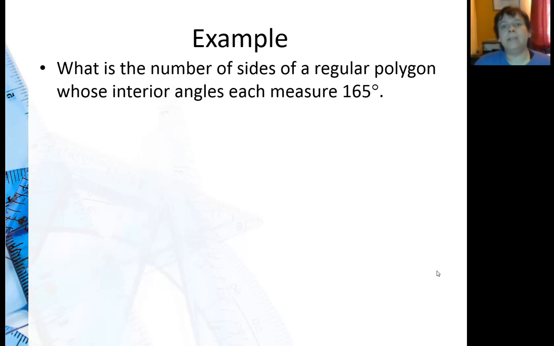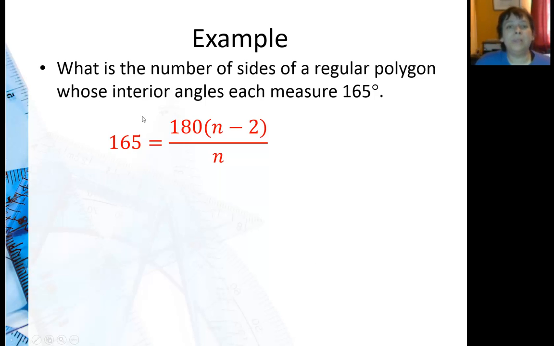For this next example, I'm going to tell you how big an angle is, and you're going to tell me which polygon it is. How many sides does it have? So we're going to use the same formula. The angle equals 180 times (n minus 2) all over n. So it's important to use the left side of the formula. A lot of you just want to use the right side. You have to use both sides.